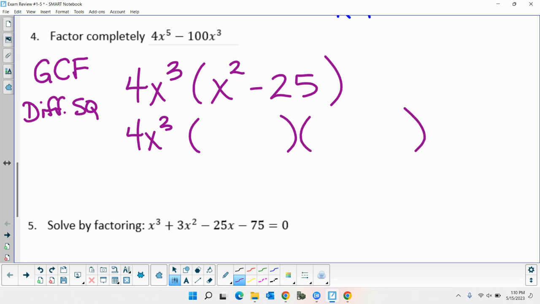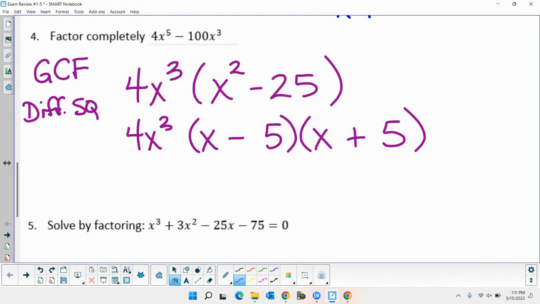What's the square root of x squared? x. Square root of 25? 5. Then what? Minus and a plus, or plus and minus, doesn't matter, right? 1 of each. But it's got to be minus between the 2 squares, right? So we just factored that completely. Questions? That's not too bad either, is it? You good so far? All right.